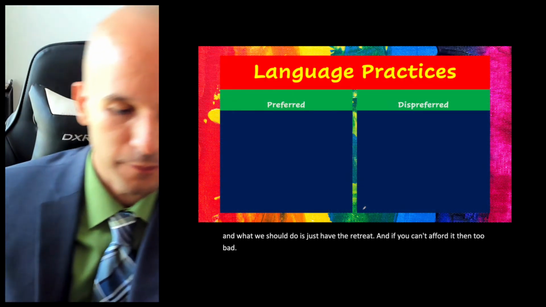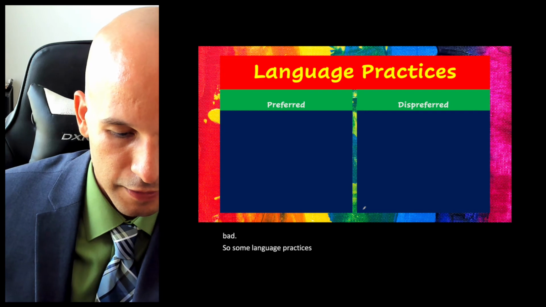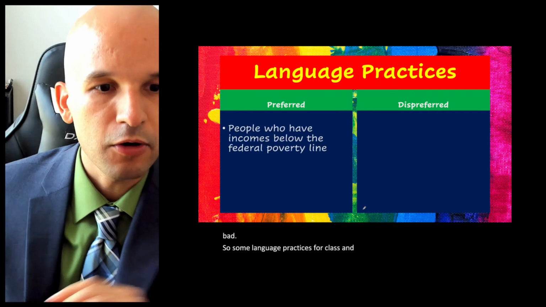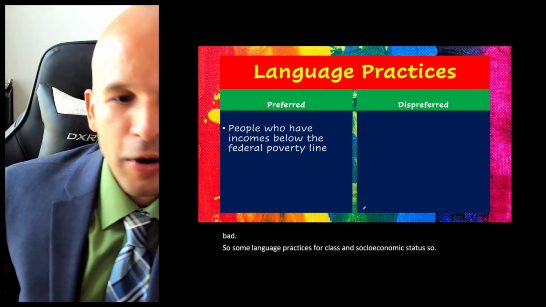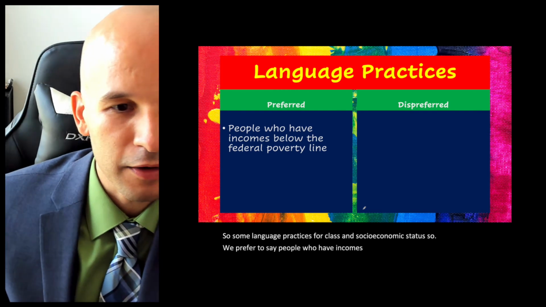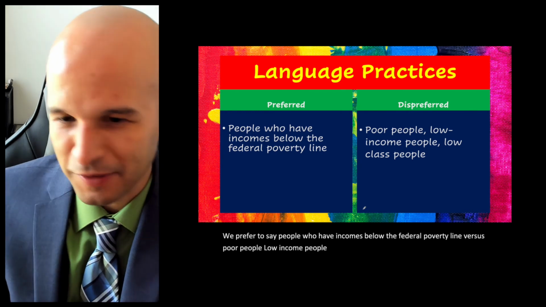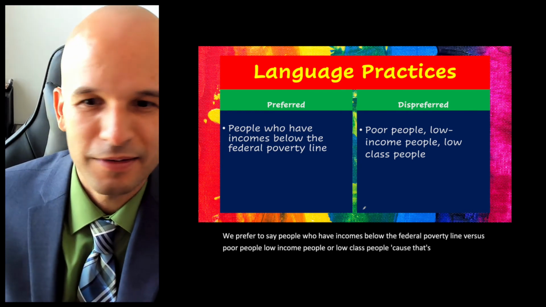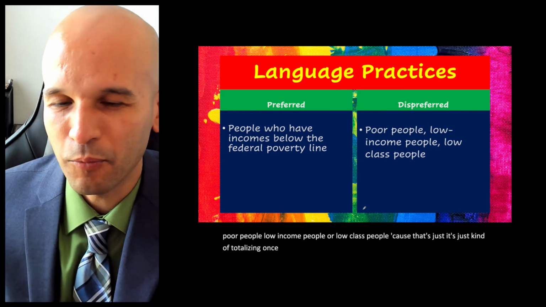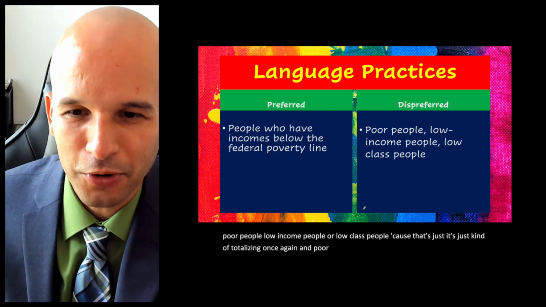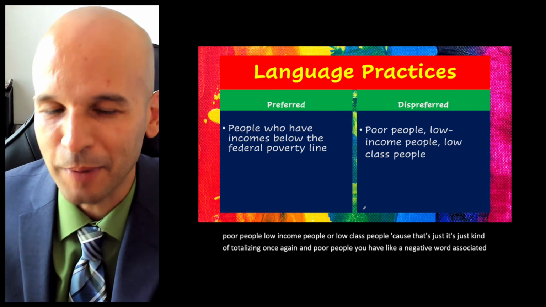So, some language practices for class and socioeconomic status. We prefer to say people who have incomes below the federal poverty line versus poor people, low income people, or low class people, because that's just kind of totalizing once again. And with poor people, you have a negative word associated with people, like what's poor about them?